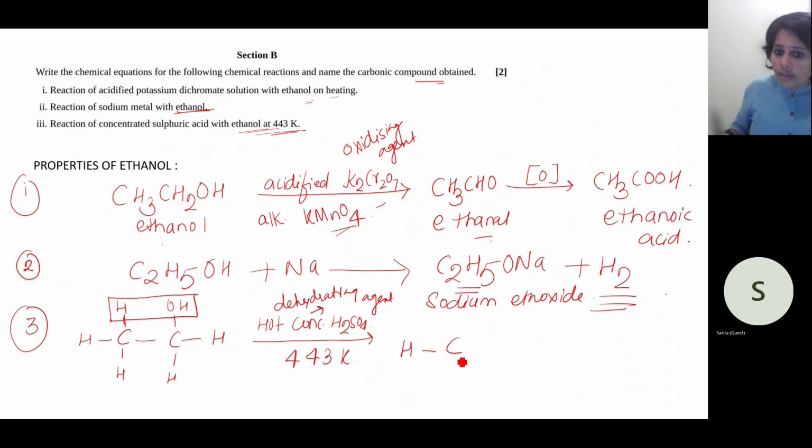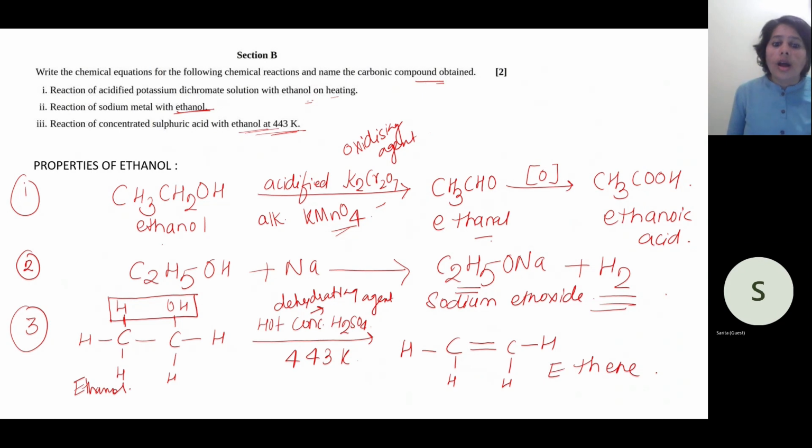After removing H and OH, these two bonds will turn into a double bond. So write the full structure of this. So we will get this. After removing H and OH, we put one double bond, so we will get an alkene. Which alkene is there? Two carbons are there, right? So this is ethene, and this is ethanol. So remember always, alcohol on reaction with hot concentrated sulfuric acid gives an alkene.